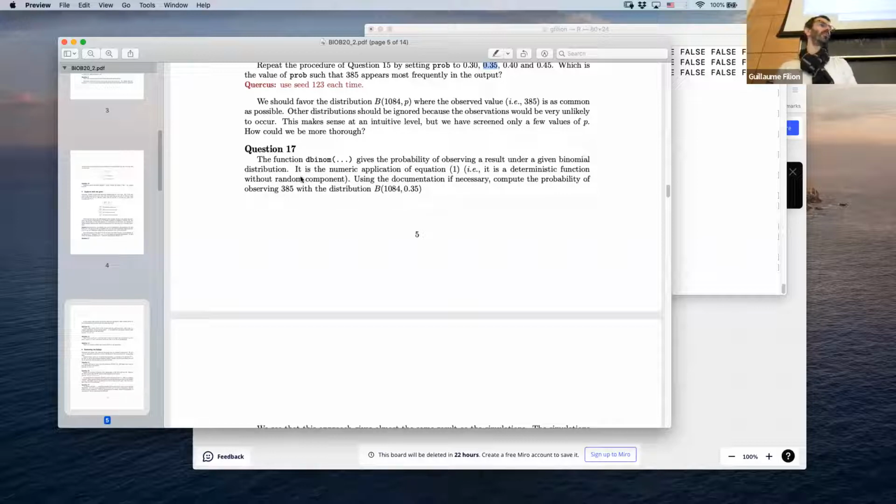So question 17: the function dbinom gives the probability of observing a result under a given binomial distribution. It is the numeric application of equation 1, so we don't need to know this formula, but we have a way to compute it, and that's the function dbinom. That is to say, it is a deterministic function without random components. Okay, the r in rbinom stands for random. The d stands for distribution. It is not a random function. It's a deterministic function. Using the documentation, if necessary, compute the probability of observing 385 with the distribution B1084 0.35.